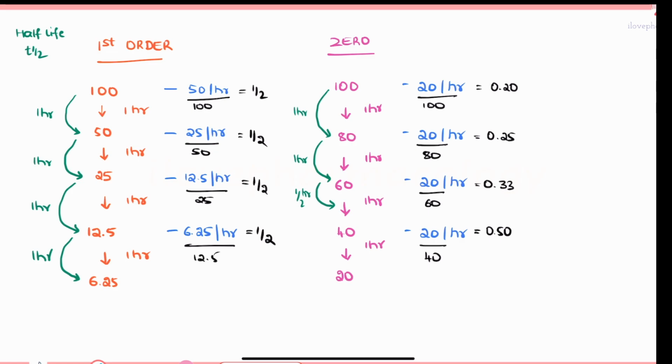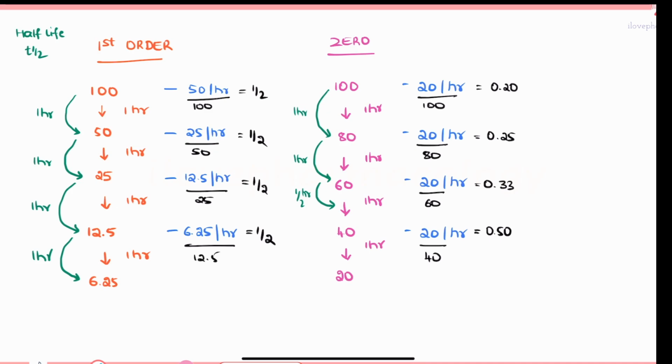That means 50 molecules will be eliminated. So in 1 hour, it goes from 100 to 50. Again, 50% of the 50 molecules will be eliminated per hour. That means 50% of 50 will be 25, and in the next hour 50% of 25 will be 12.5, and in the next hour 50% of 12.5 will be 6.25. So this is how first order kinetics will follow.